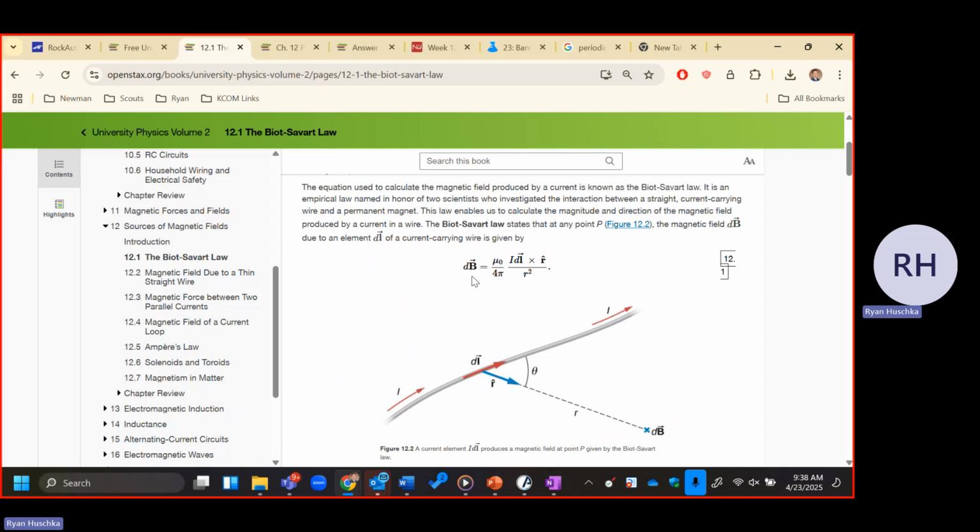Small change dB, small change in magnetic field, is equal to a constant, the permeability of free space, divided by 4 pi, times however much current. So you can see they're already there. It's always directly proportional to current. If I have more current, I have more magnetic field. And then you have dl. dl is just basically the length of your wire.